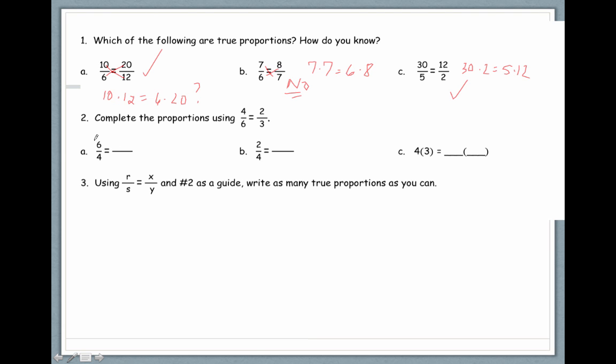So we want to complete this using this. We're given 4 over 6 is 2 over 3, which is of course true. But what does that mean about 6 over 4? Well, if I flip this one upside down, I just flip that one upside down. And then the proportions are the same. I still get 6 and 2 and 4 and 3. 2 over 4 is 3 over 6, because these two are related in the same way that these two are. And 4 times 3 is 6 times 2.